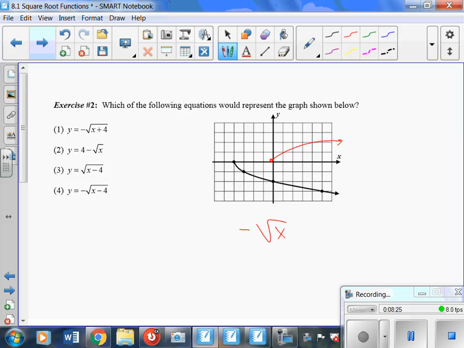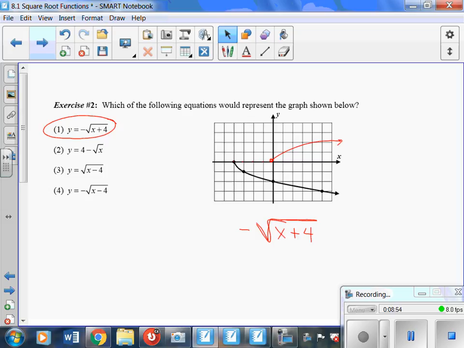The next thing is it translates 4 units to the left, which means that underneath my radical, we're going to put the opposite, so x plus 4 underneath. So the correct answer here is number 1. We'll talk about that a little bit more, but like I said, this one was so much easier to just put into our calculators.